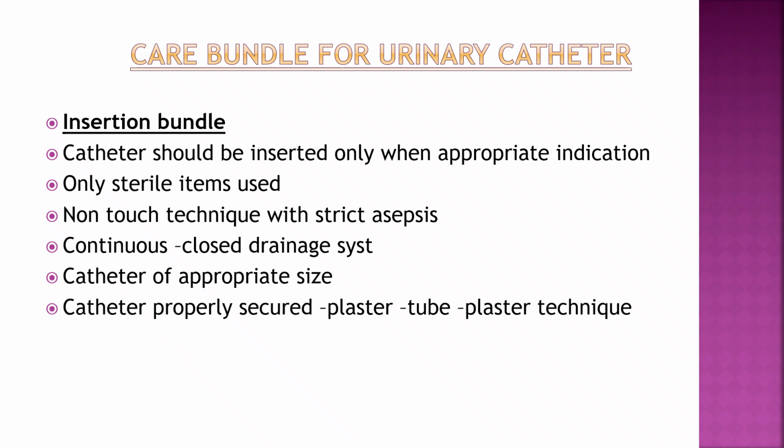So the sterile catheter is used and the part, that is periurethral part, is strictly cleaned. Then continuous closed drainage system should be used. Catheter of appropriate size should be used. Then catheter properly secured by plaster to plaster technique. So it should be secured over the abdomen or over the thigh, and then that drainage bag should be below the bladder level but above the floor level.